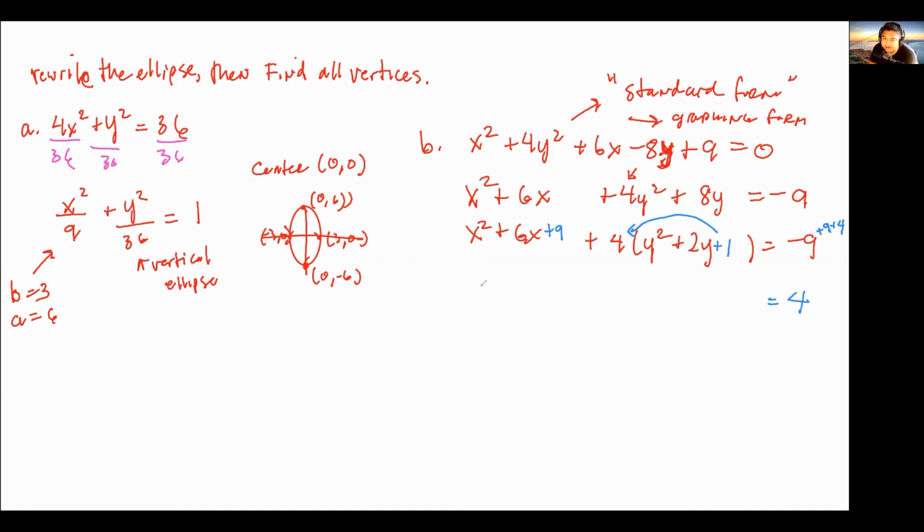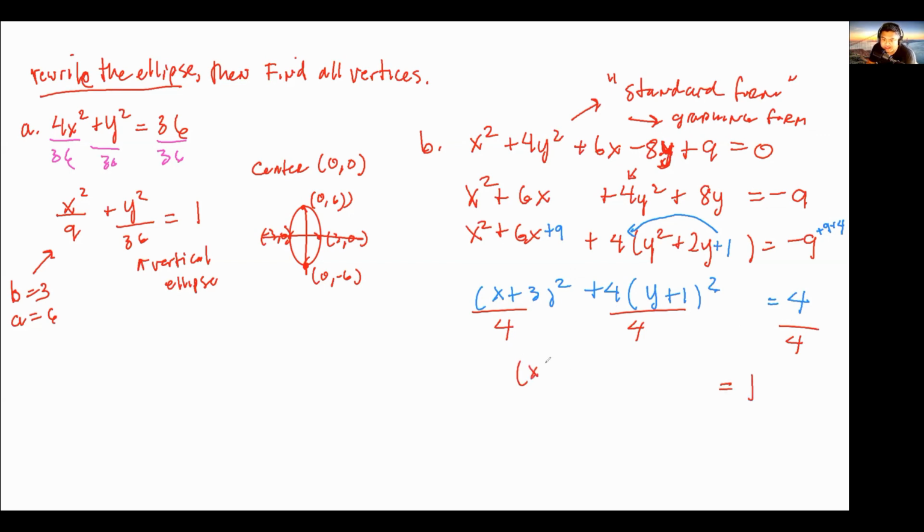This is going to equal (x plus 3) squared plus 4 times (y plus 1) squared. Take a look at that. That looks awfully like a circle. But it isn't. This equals 4. So what we need to do now is divide everything by 4, because we want it to equal 1. Because it says rewrite the ellipse. The ellipse must equal 1 in this form.